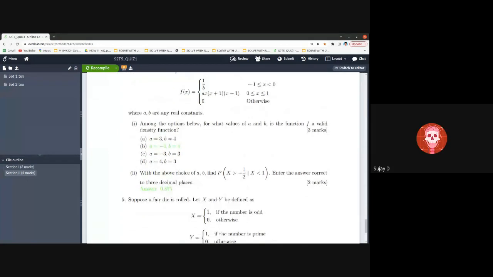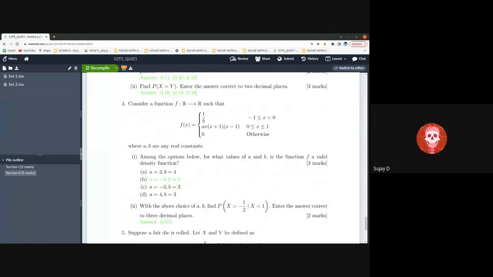x cube minus x is negative in the interval 0 to 1, sir. So A should be negative to make the density positive. In 0 to 1, x cube minus x is negative, that is one good observation. If you know the graphs of x cube and x, then x cube will be less than x in the interval 0 to 1. Our density function should always be positive, so if this term is negative, A should also be negative so that the product will be positive. So from there, you can eliminate options A and D directly.